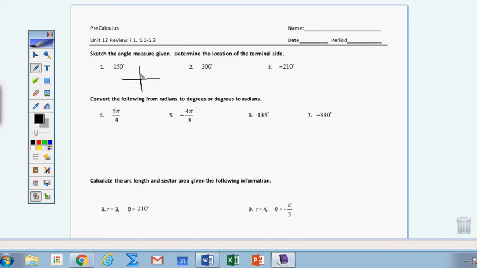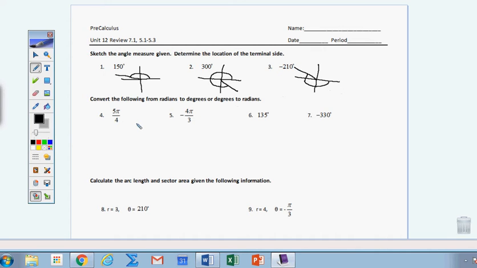A 150-degree angle would be up this way, counterclockwise, up to 90, and then over to 150. All right, and then we would have something like that. A 300-degree angle would be all the way around to 300, and that would be your angle. A negative 210-degree angle, we would be going in the opposite direction, and we would come up to here, and that would be our angle.